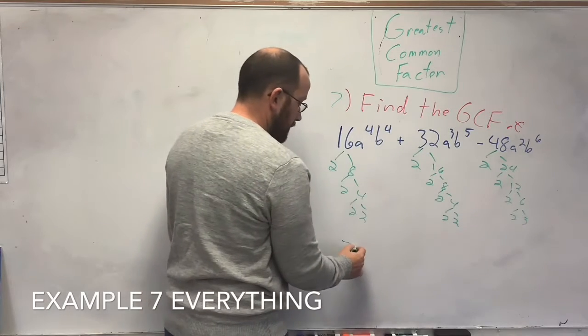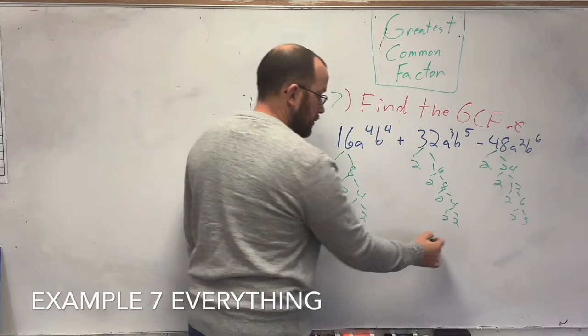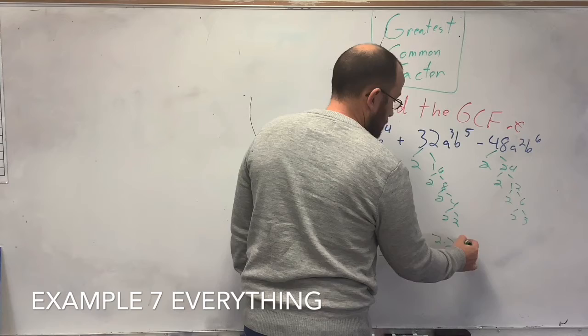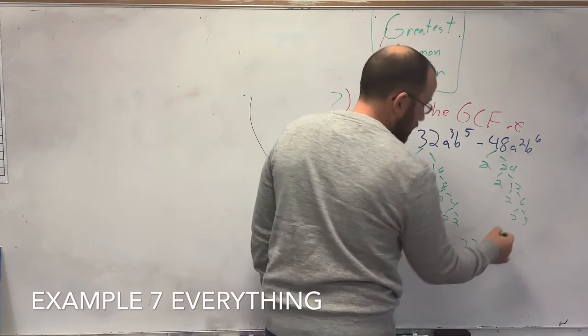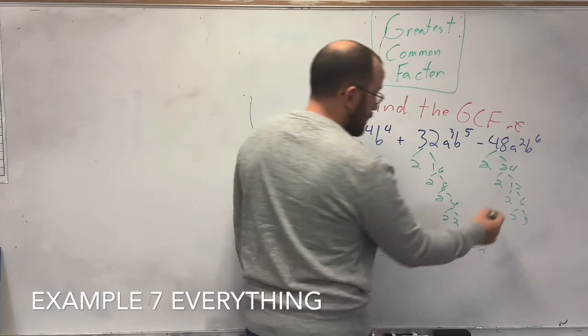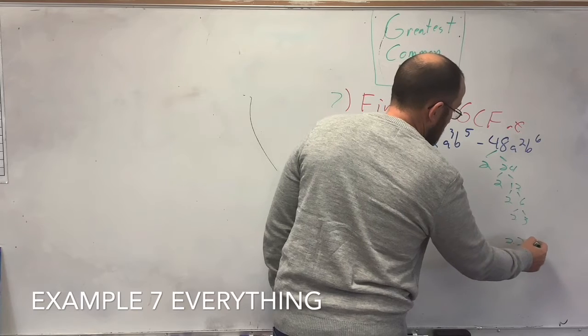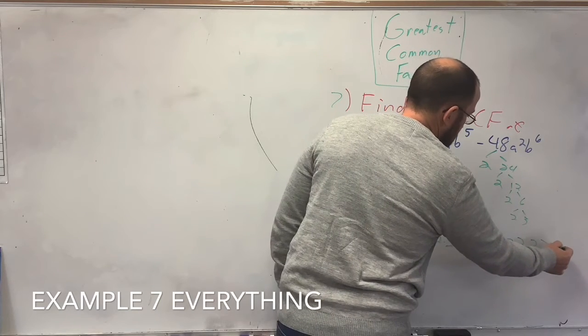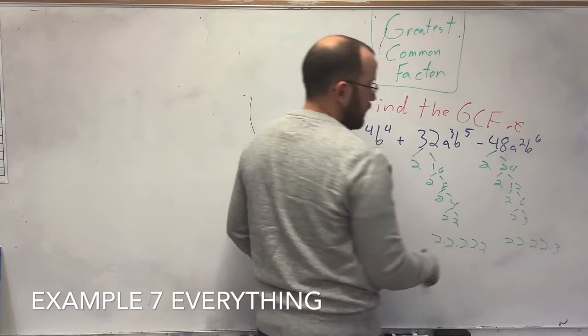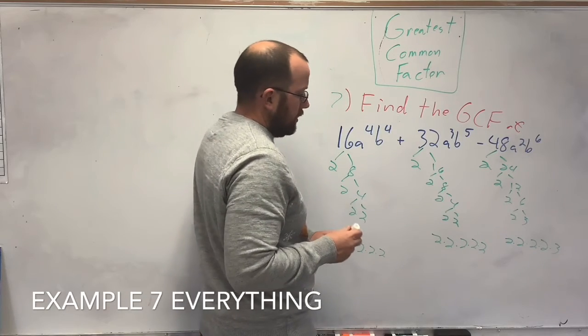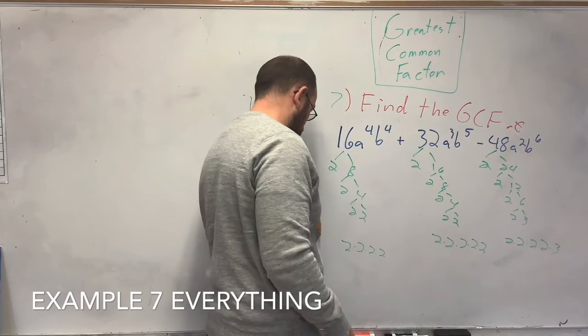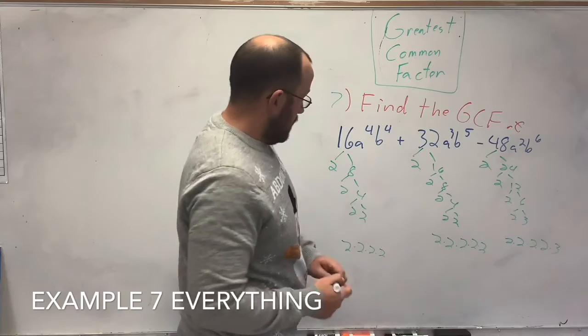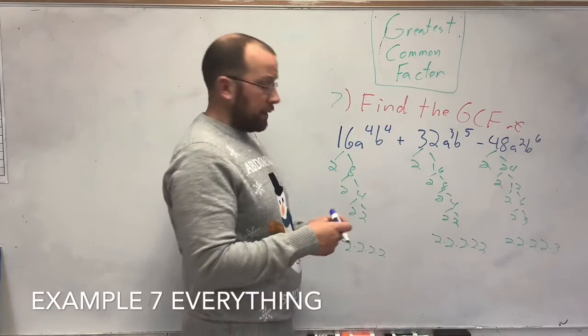So right here I have 2 times 2 times 2 times 2. Here I have 2 times 2 times 2 times 2 times 2. And here I have 2 times 2 times 2 times 2 times 3. So 4 2's and a 3, 5 and 4. So now I want to find what they have in common.